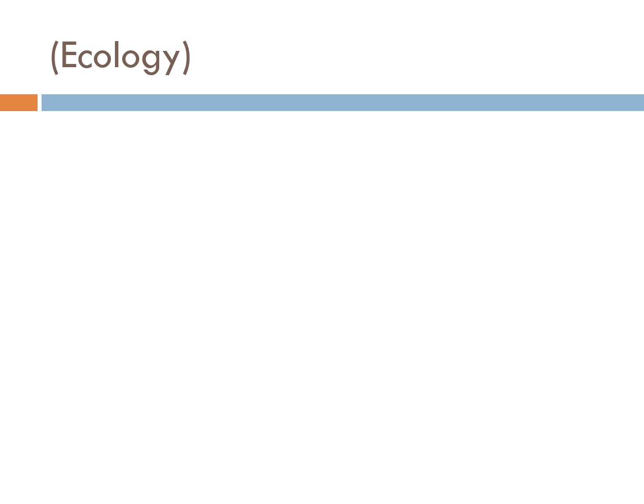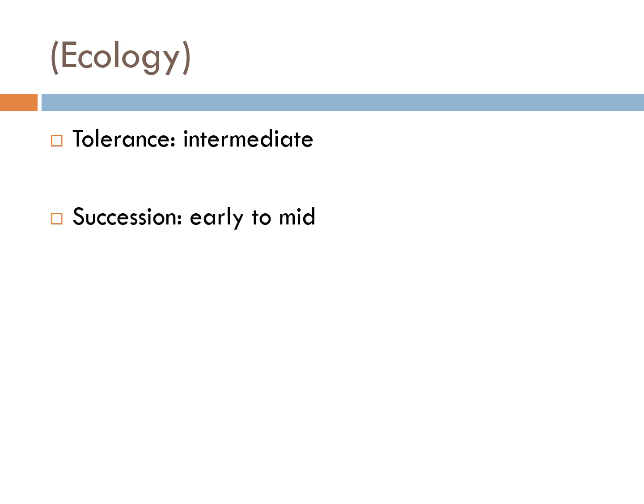So unlike sugar maple, which is very tolerant, red maple is intermediate. So it likes to have a little bit of shade and a little bit of sun, but not too much of either. Because of this, we find it not the earliest in succession, but towards the early end of succession, and then it drops out as the canopy closes in later succession. And so while we can find stands of red maple, typically they transition to sugar maple after a while.